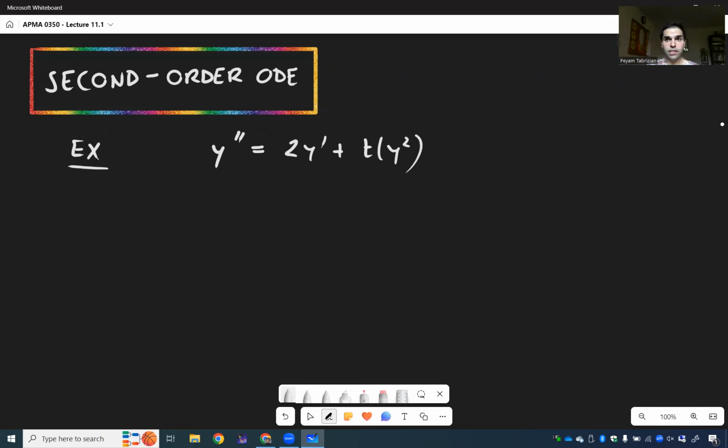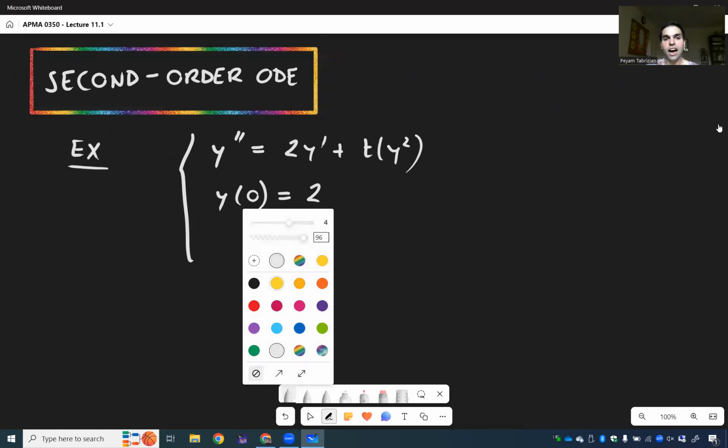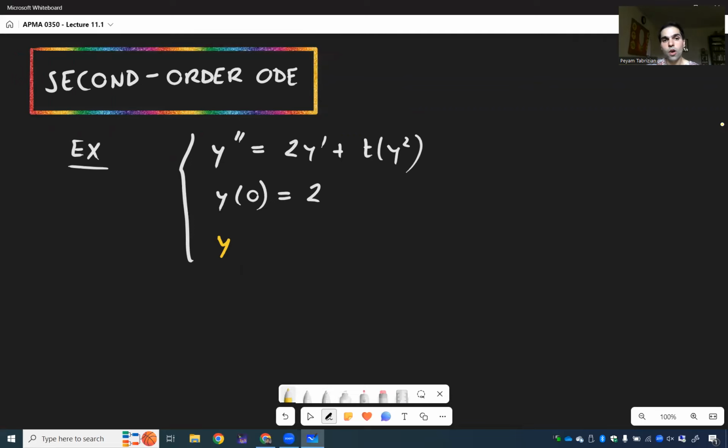Now, the new feature here is that instead of having only an initial position, like y of 0 equals 2, we now also have an initial velocity. Y prime of 0, for instance, equals 3.